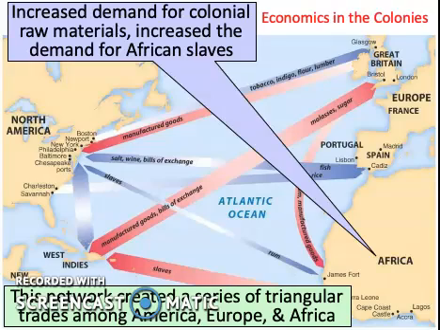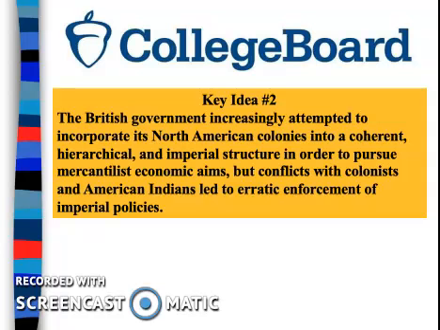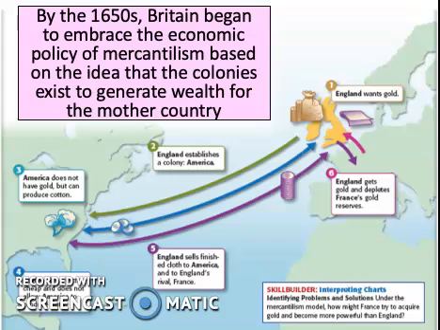That brings us to our second key idea, how Great Britain is going to regulate this entire trade network. Generally speaking, the British government increasingly attempted to incorporate its North American colonies into a coherent, hierarchical, and imperial structure in order to pursue mercantilistic economic aims. But conflicts with colonists and American Indians led to erratic enforcement of these imperial policies.